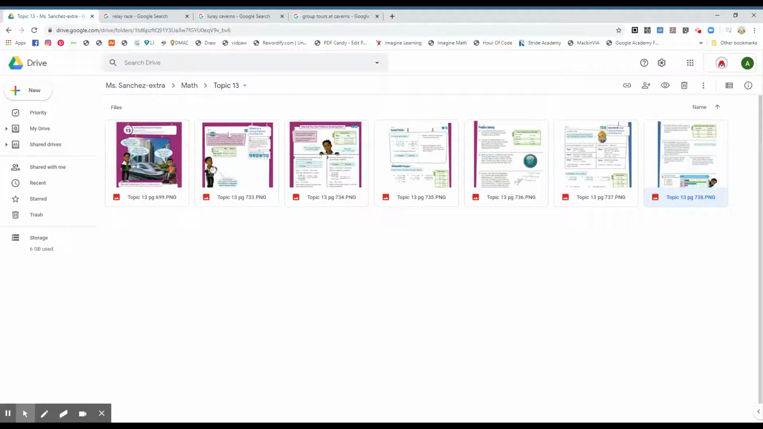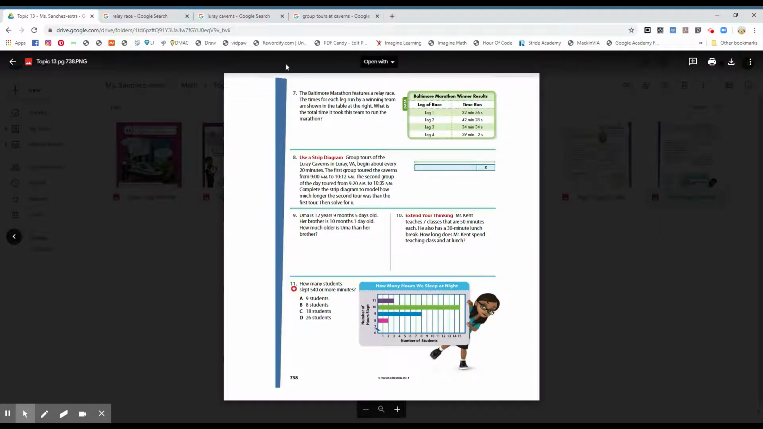Okay, boys and girls, let's continue with math, please. Week 2, topic 13. Last page for the week, boys and girls, page 738, please. I'm going to go ahead and open with the Doc Hub app.